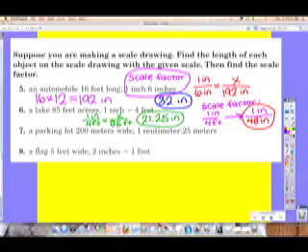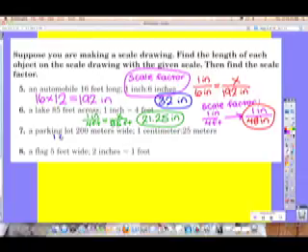X over 200. Raise your hand if you did the same setup as Gloria. So Gloria, tell us what you got. I got 8 centimeters. 8 centimeters. How many of you? I agree, I got the same thing.